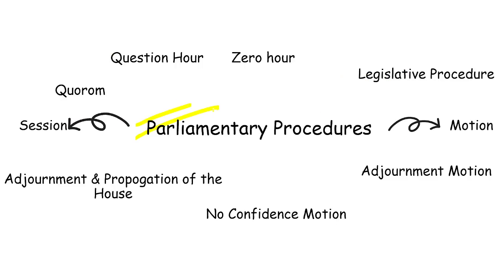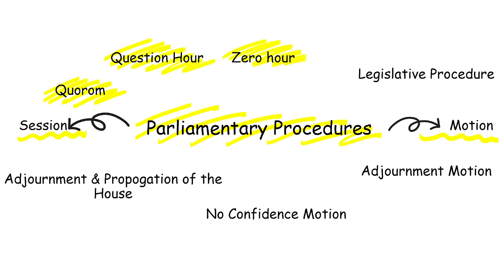Now when you talk about the parliamentary procedures, there are different motions and sessions. When you talk about sessions, you have quorum, question hour, zero hour, legislative procedures. Talking about motions, we have adjournment motion, no confidence motion, and adjournment and prorogation of the house. All these are important for a 2-mark question. Zero hour, question hour, quorum, everything.